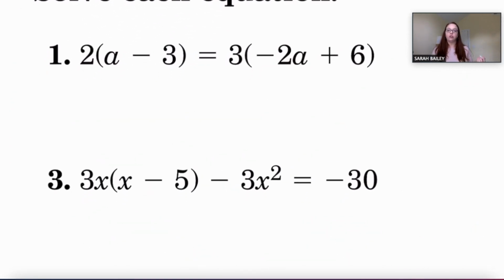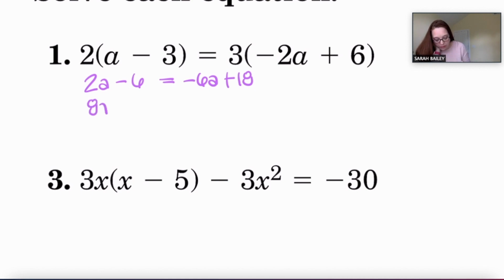So we're going to have to distribute first. So that's going to be 2a, let me write that a little bit better. 2a minus 6 equals negative 6a plus 18. Okay, this actually doesn't look any different than problems you've done in the past. So you're going to either subtract 2a on both sides or add 6a on both sides. So I'm going to add the 6a on both sides, giving me 8a minus 6 equals 18.